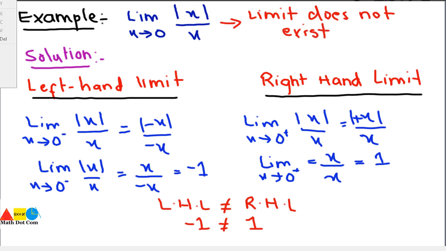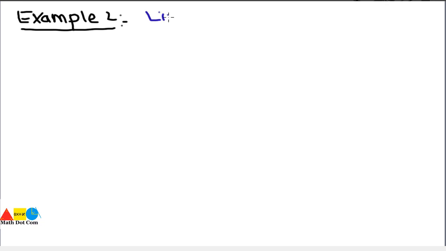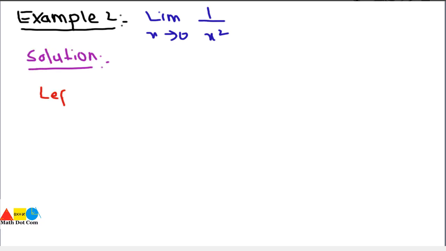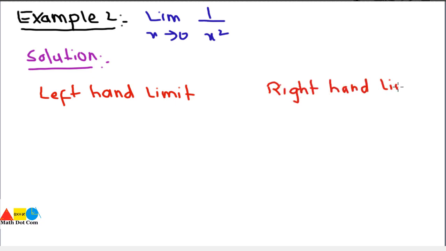Let's have one more example. The function is limit of x approaches 0, 1 divided by x square. So how will you find whether the limit of the function exists or not? Let's see. Here we will have the left hand limit and here the right hand limit. Write them side by side so that you can easily equate them.